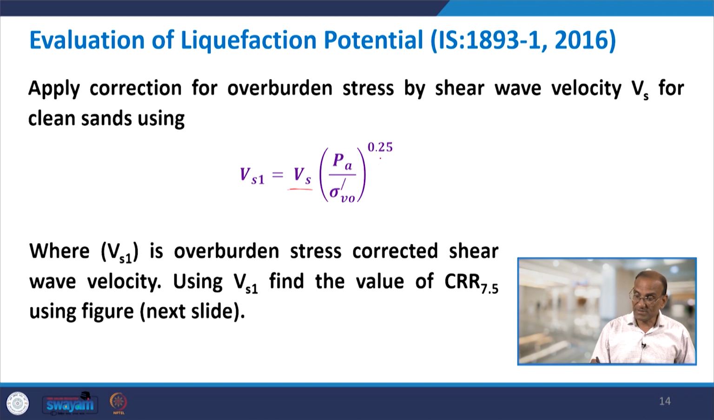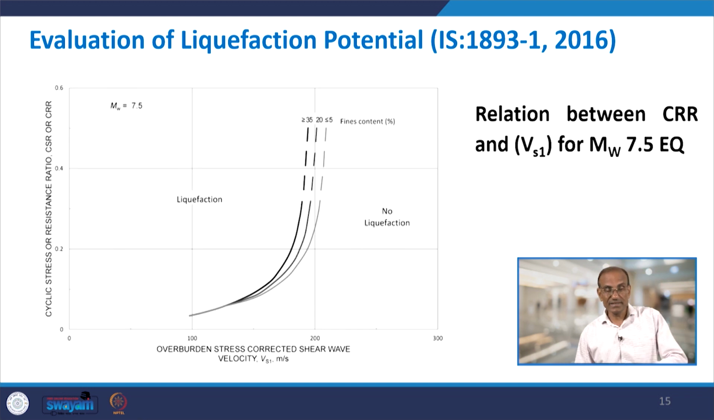So, using this correction, which is basically for overburden pressure, we get the value of Vsn, where Vsn is the overburden stress corrected shear velocity. But here Vsn will not be dimensionless; rather Vsn will have the same unit as Vs. If Vsn is known, then using this chart we find the value of CRR, the cyclic resistance ratio. In this case the overburden stress corrected velocity Vs1 is used on the x axis.